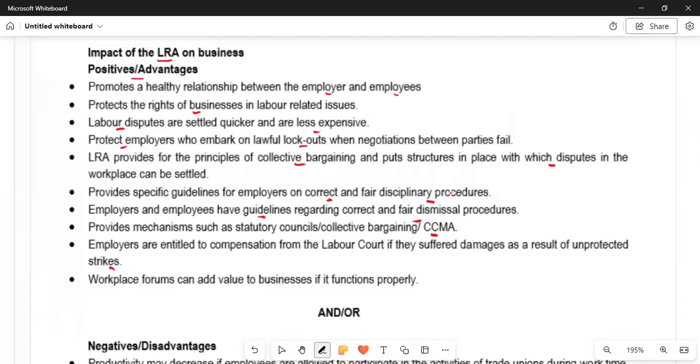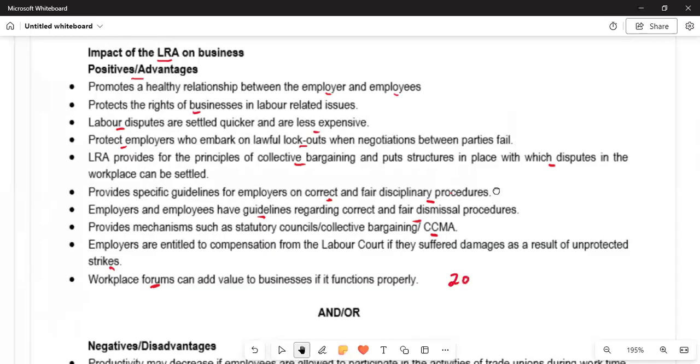And then we are saying that the workplace forums, we have said that this is the collective group which is appointed. The forum is a committee, and it can add value to the business if it functions properly. And then we are saying it can go to a maximum. Now we want to go to the maximum of 20 marks. We want you to study all of the marks it can go.